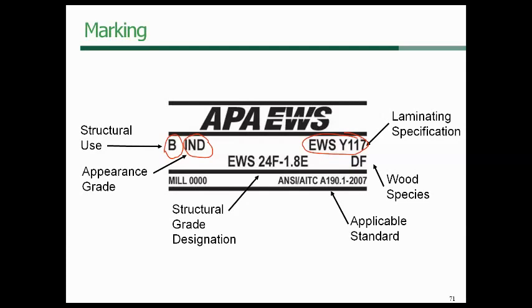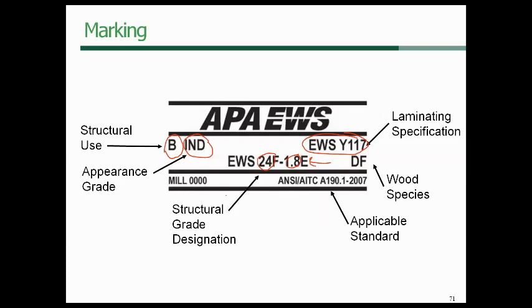And the 24F here indicates the allowable bending stress. So for a 24F, that would have an allowable bending stress of 2400 psi. The 1.8 is the modulus of elasticity, and so for that it's 1.8 times 10 to the 6th psi. And the E next to the 1.8 here is going to indicate mechanically graded lumber. If there was a V there, that would indicate visually graded lumber.